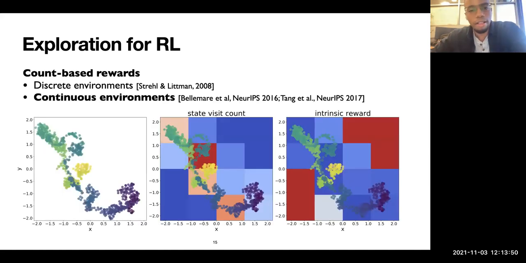And so count-based rewards were originally designed for discrete environments, but they've been extended to continuous environments. And really, the easiest case is you just take a discretization. So here, let all these dots represent all the states that the agent has visited. So in count-based rewards for continuous environments, you just discretize the state, and now you just keep counts over this discretization. And again, your intrinsic reward is just inversely proportional to the state visitation counts.